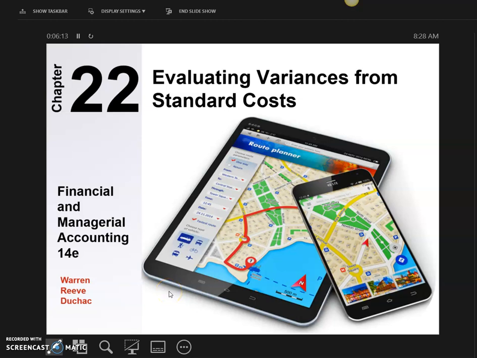Good morning. We're going to talk about Chapter 22 today, which is Evaluating Variances from Standard Cost. This is one of those hard chapters, and I have an additional handout, one sheet that I've made for variances that you'll be able to access on the website.